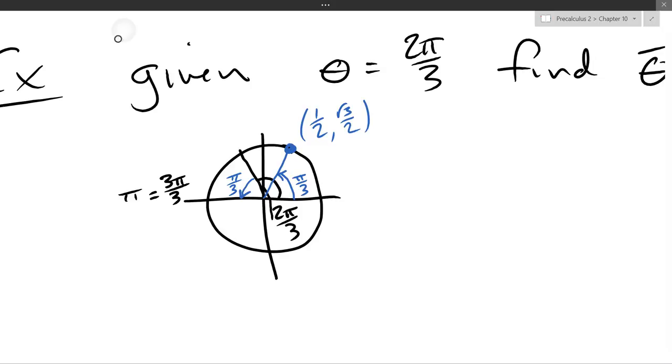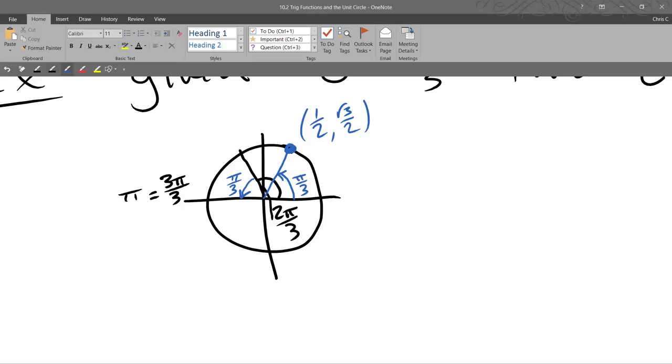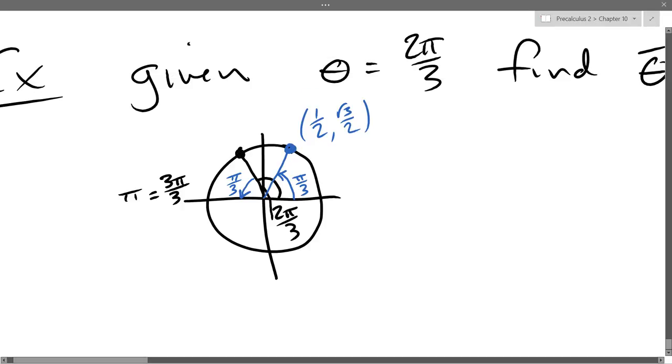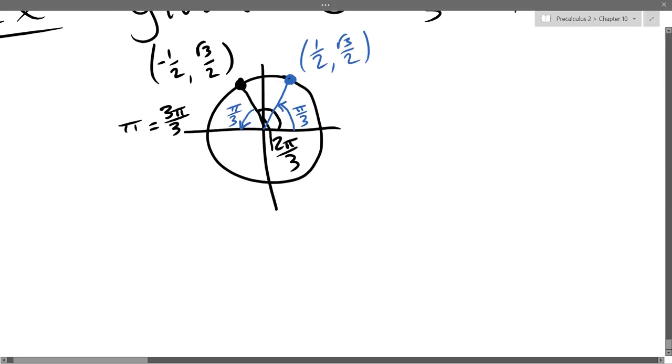So there's our point. Now, the point we actually want over here is very similar. The only difference is x goes from being positive to negative. So x is the first coordinate. So we have negative 1/2, comma, square root 3 over 2. So there is our xy value. And so we computed our reference angle.